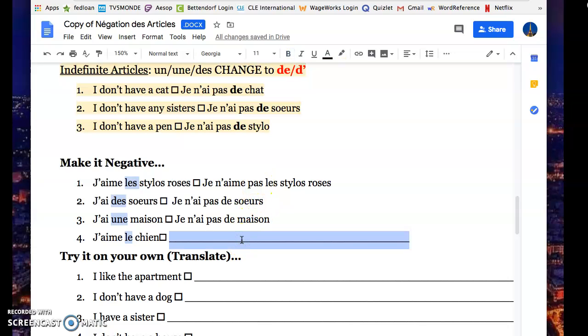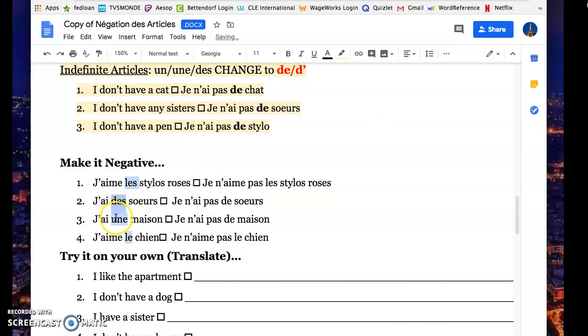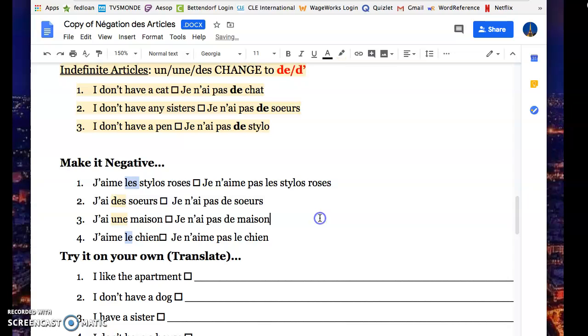Okay, j'aime le chien. I like the dog. If you don't like the dog for some reason, you're going to put je n'aime pas. Our article is le. We follow it with chien. We do not need to change this article because it's a definite article. Okay? So, the only ones we ended up changing were the indefinite articles, which is des and une.